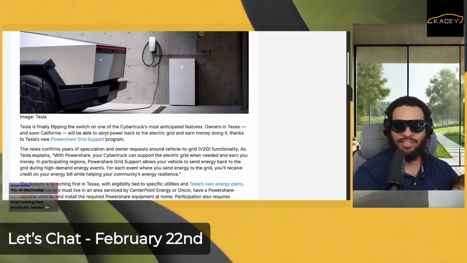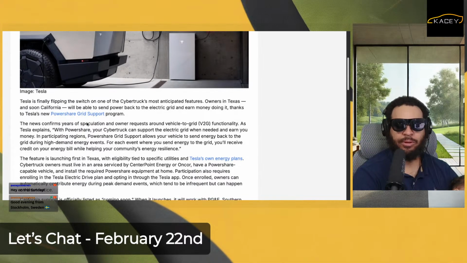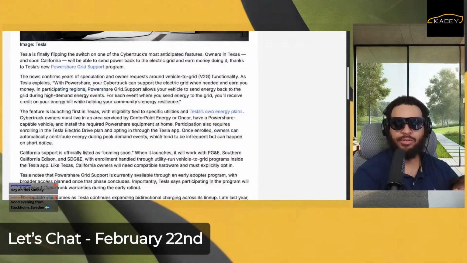In Texas and California, you can do the PowerShare grid support program, which means that you can do vehicle to the grid instead of just vehicle to home.